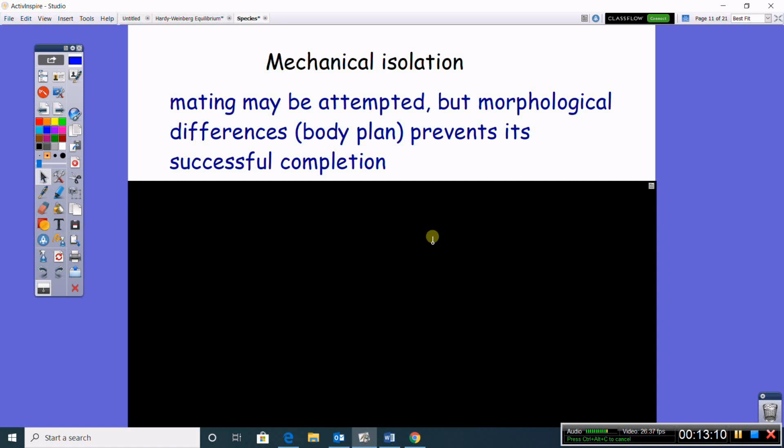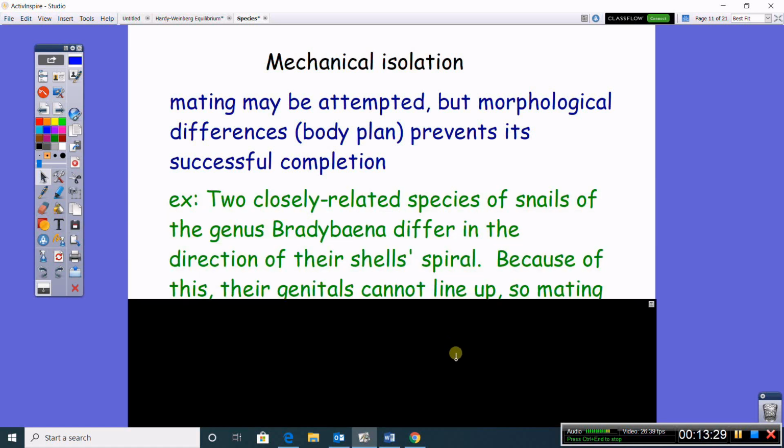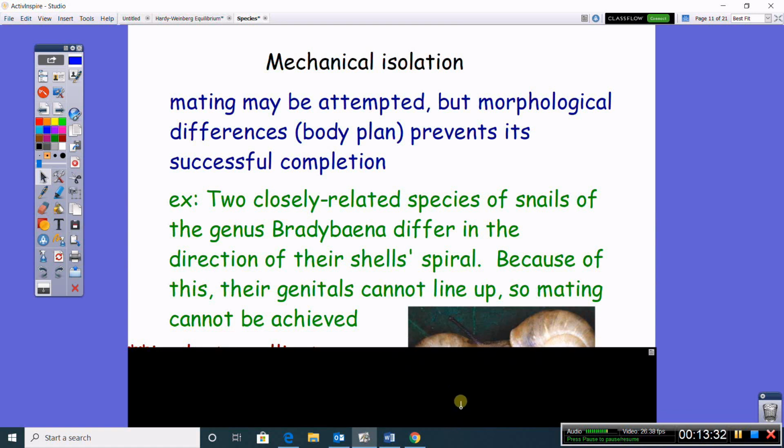Mechanical isolation. This is when the parts don't fit, is the easiest way to put that. So mating may be attempted, but morphological differences in their body plans between two different species prevents its successful completion. So the parts are not compatible with each other. And this can manifest itself in a couple of different ways. The first one is with snails.